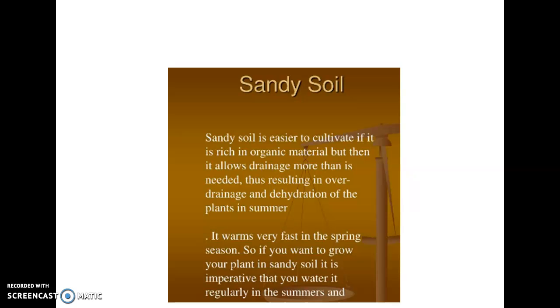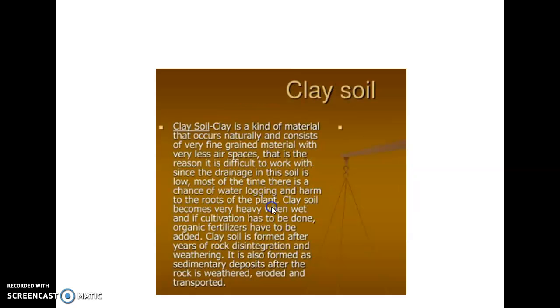But what is its drawback? Here drainage is more than what is needed. So, it's always kind of dry, and this over drainage results in the dehydration of plants in summer. Also, the sand gets heated up very fast, so it warms up very fast. If you want to grow your plant in sandy soil, then it's imperative that you water it regularly in the summers. Well, the next type of soil is the clay soil.